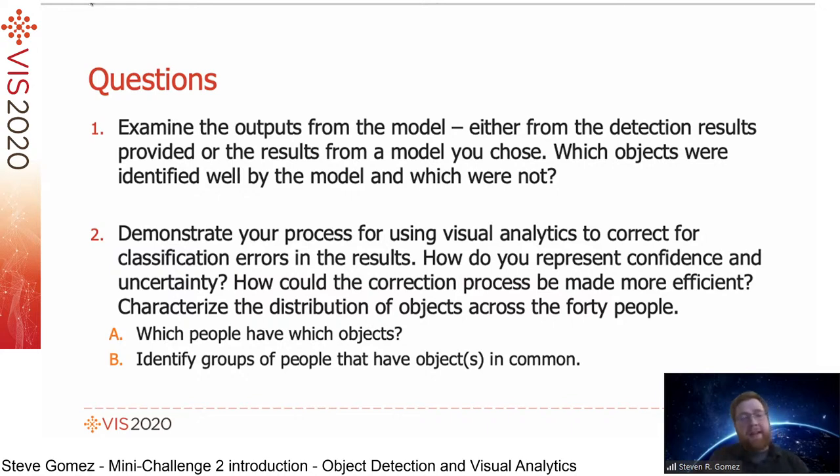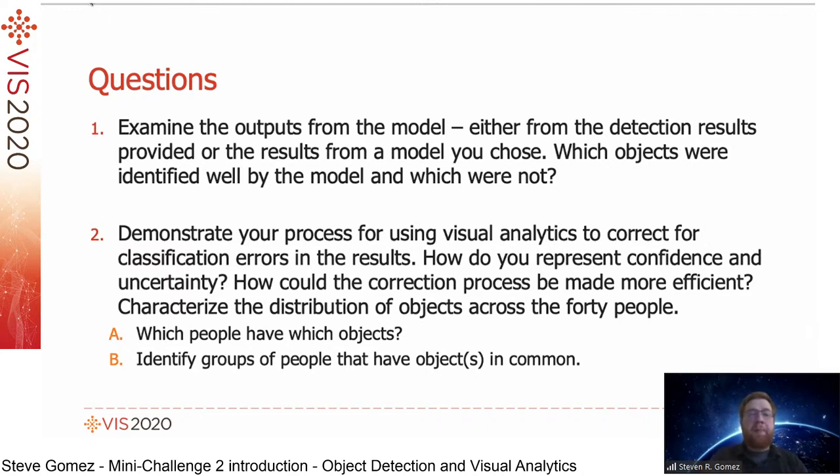So that's what a little bit of the data looked like. And now we're gonna get into the analysis questions. This is what we asked the teams to try to answer as part of their submission. So the first question was really about, what do you do fresh out of the box when you are opening up that data? We want you to look at the output of the model, either if you're gonna train your own model or if you're gonna use the YOLO2 results that we provided, and try to determine what kinds of objects were actually identified well by the model and which were identified poorly.